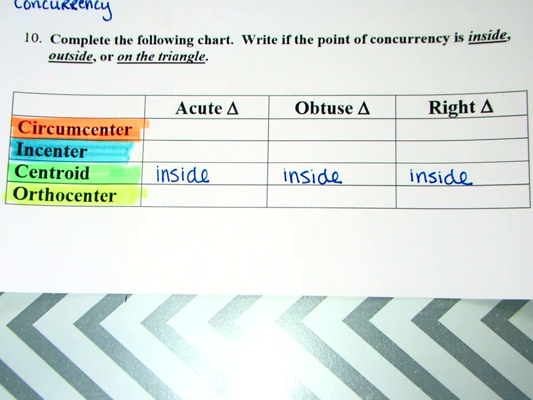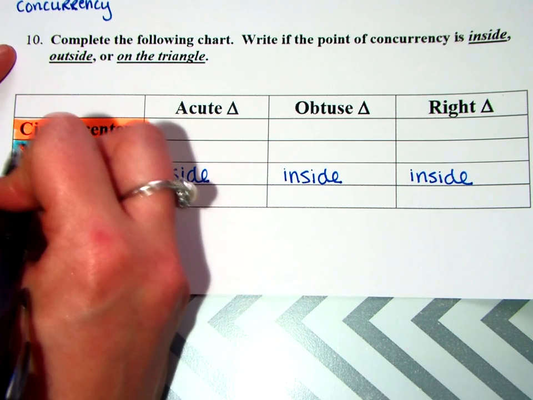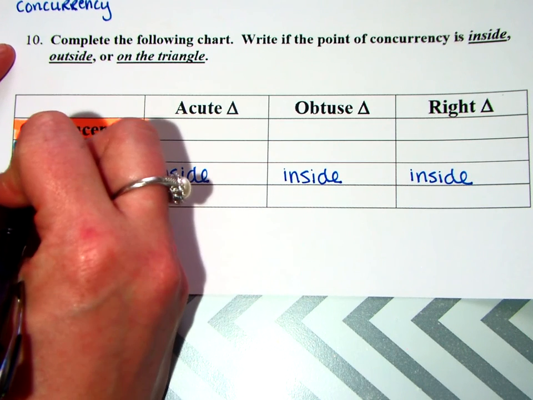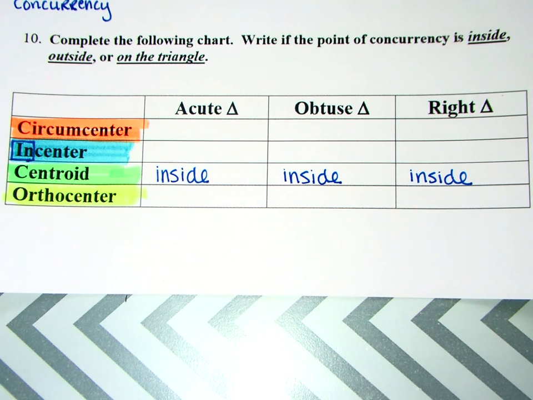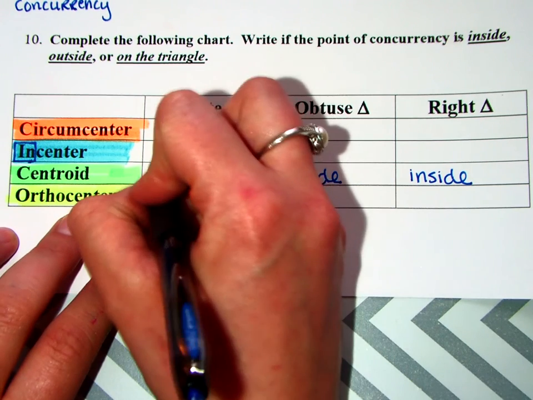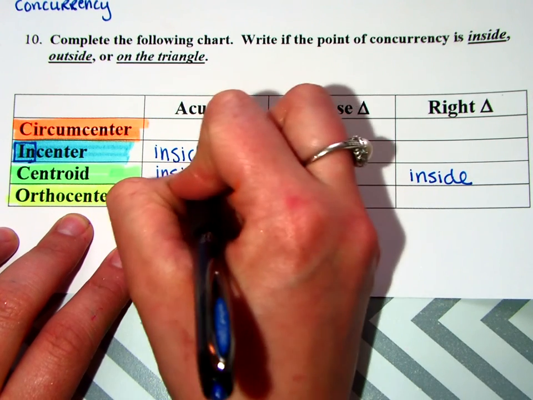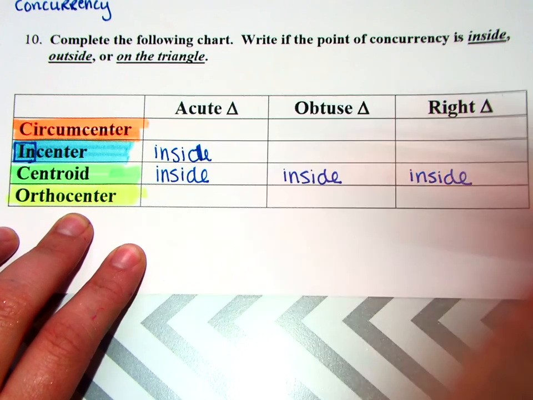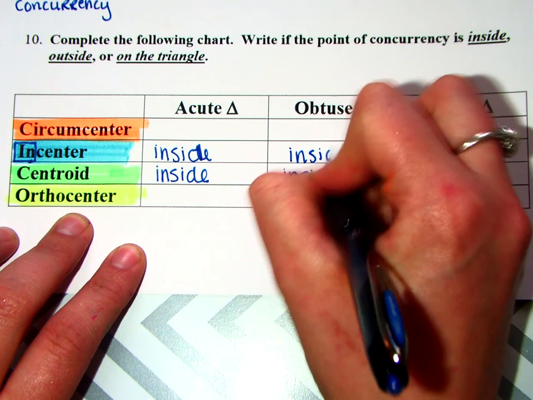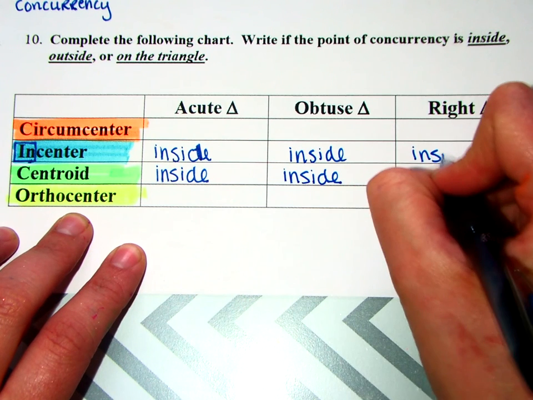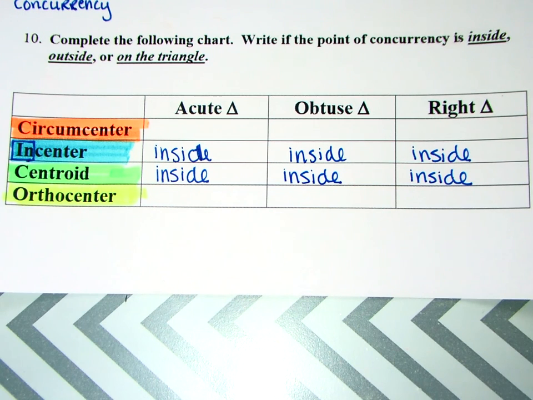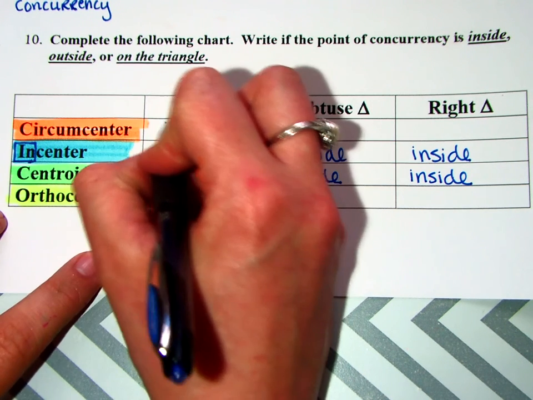The next one that's always inside is the in-center. And the best way I have to remember it is in-center, inside. The circle is inside the triangle, and the point is always inside of the triangle. So it doesn't matter the type, it will always be inside. As far as circumcenter and orthocenter go, if the triangle is acute, it will always be inside as well.